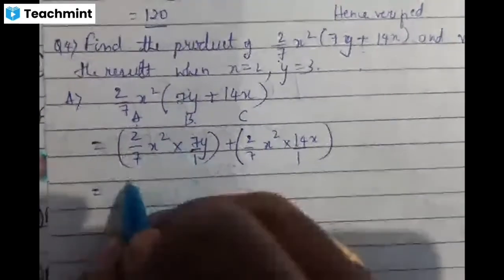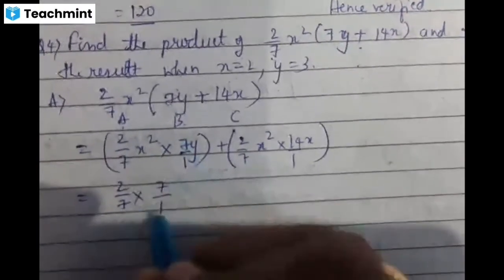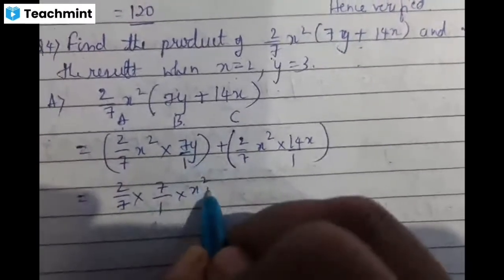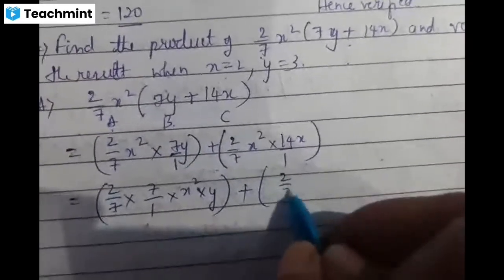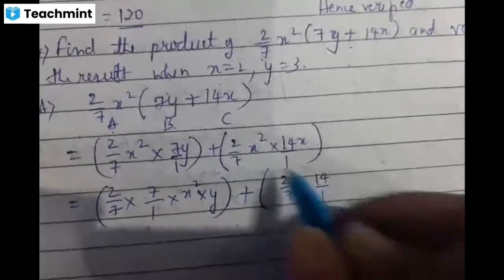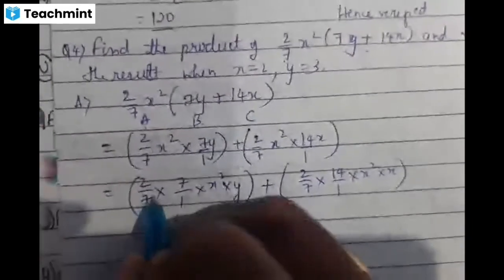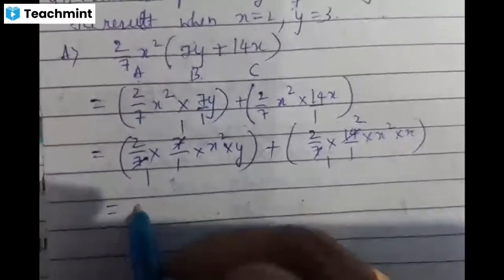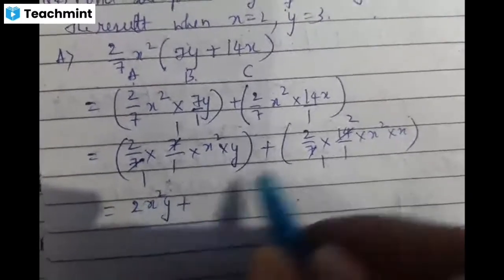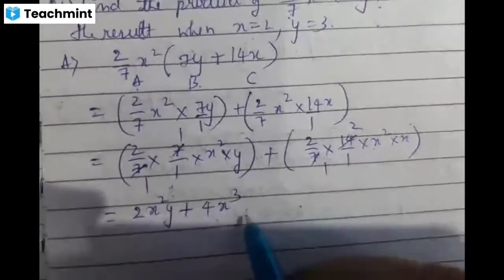Why? Because it will be easy for cancellation here. Before cancelling, you can make groups so that you don't get confused. 2/7 into 7/1 into x² into y. The next plus as it is 2/7 into 14/1. I have grouped the numbers into x² into x. Now cancel 7 ones are 7, 7 twos are 14. Now in the numerator you are left with 2x²y plus 2 twos are 4x³, because x² into x is x³.